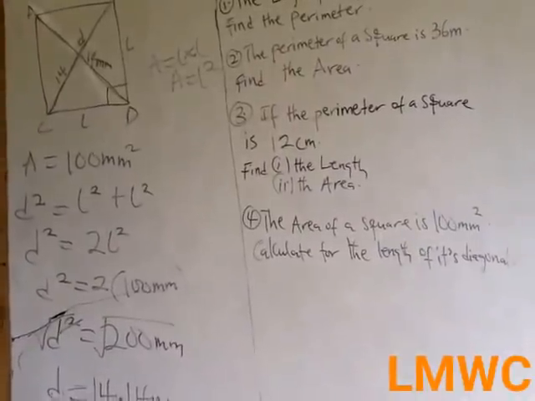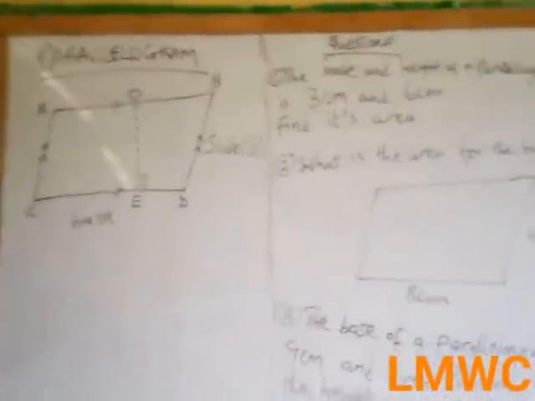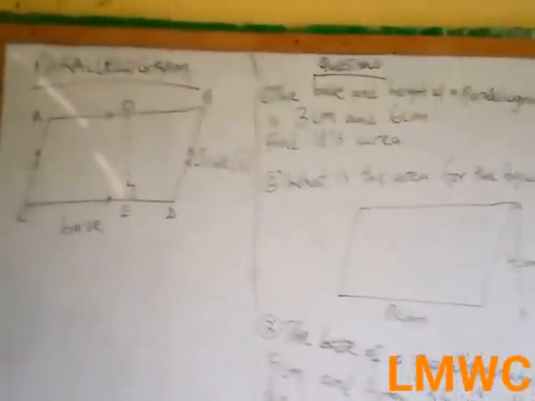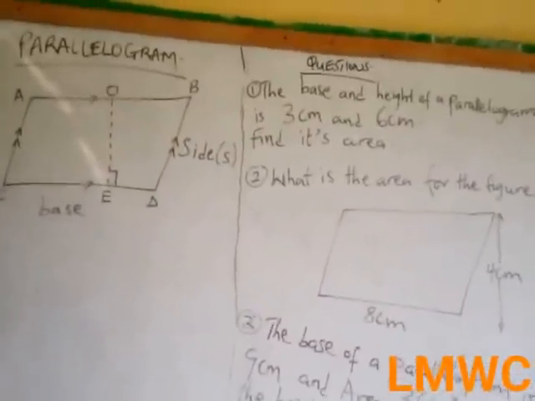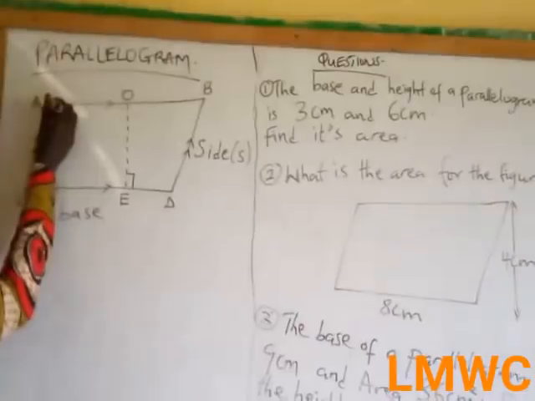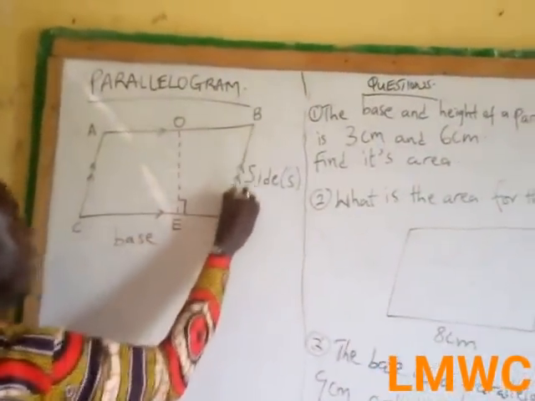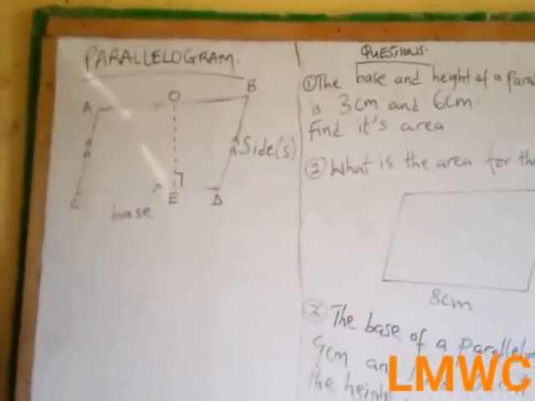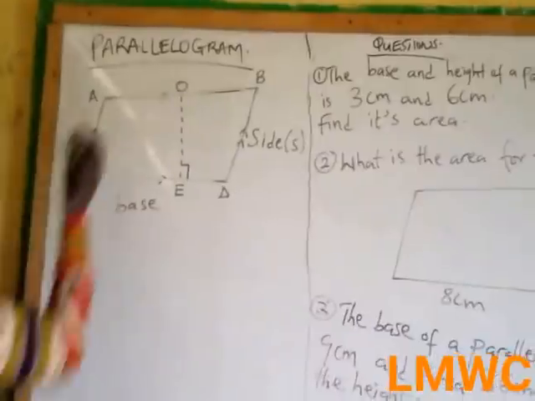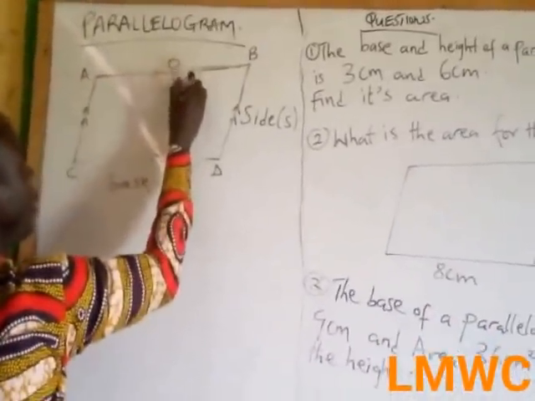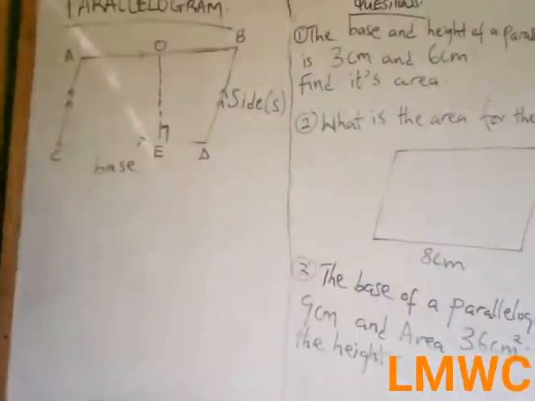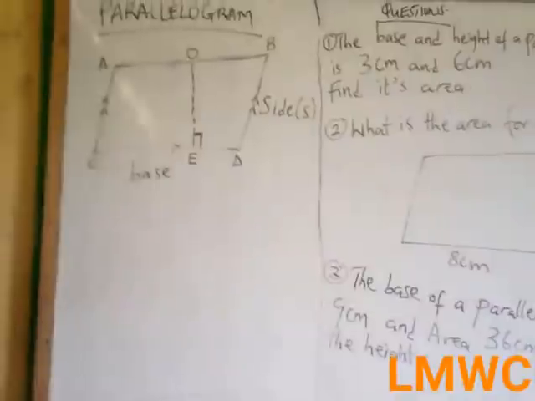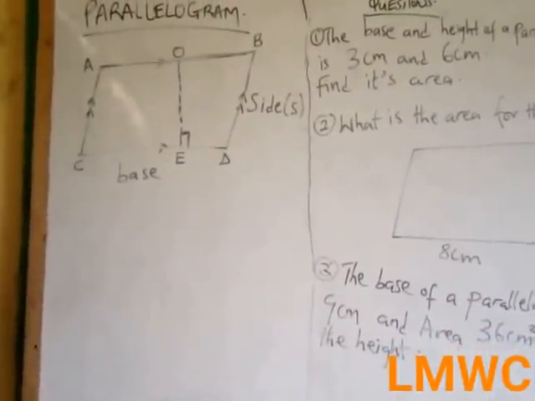So take note. Another quadrilateral we have is the parallelogram. In a parallelogram, opposite sides are parallel and also equal. This means this side is equal to this side. This side is also equal to this side, and they are parallel. And a parallelogram also has a perpendicular height. This is the perpendicular height. And note that for a parallelogram, the interior angles are not equal to 90 degrees.